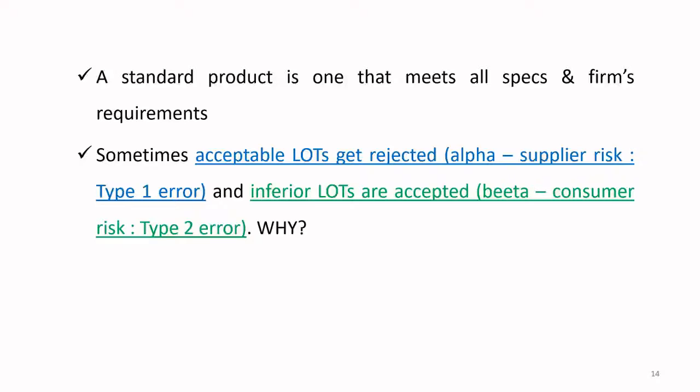Now, something which should have been accepted but got rejected, that is a supplier risk, because the factory will suffer. That's something which they made correctly and yet it got rejected. Beta is called the consumer risk. This is the case where upon inspection, the shipment got accepted, but there were a lot of inferior, incorrect pieces in that lot. But ultimately, all the pieces, correct or incorrect, someone is going to buy them. That falls under consumer risk.